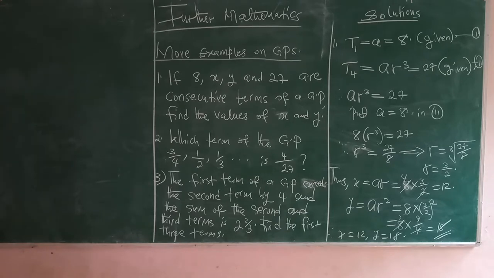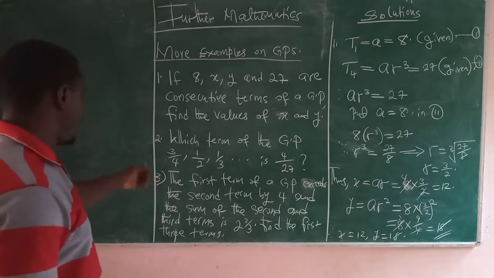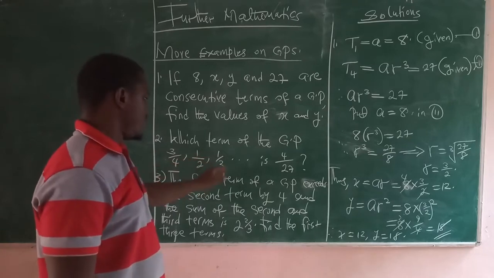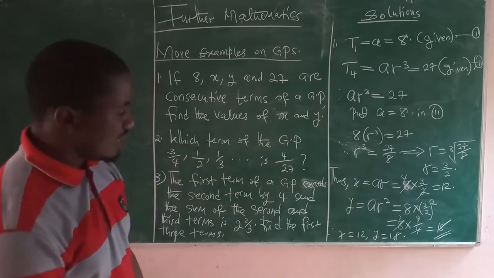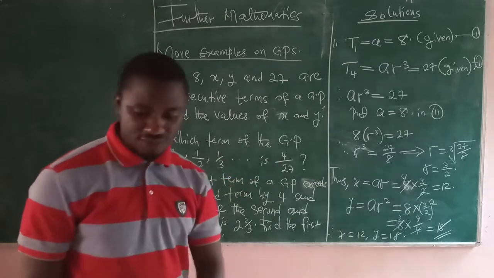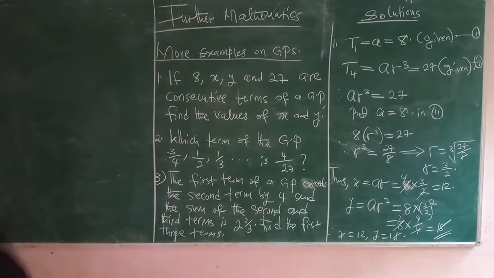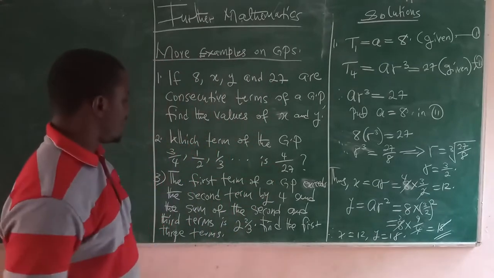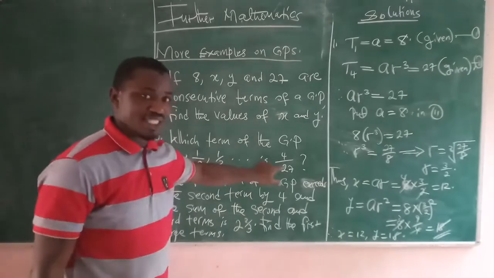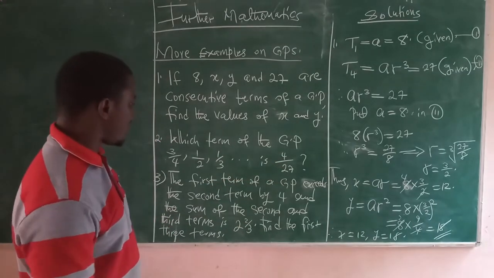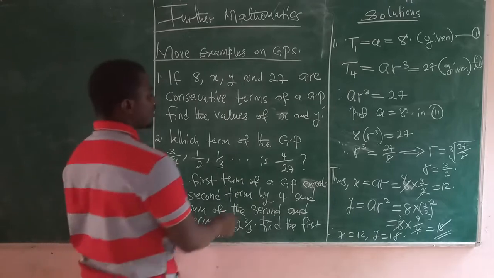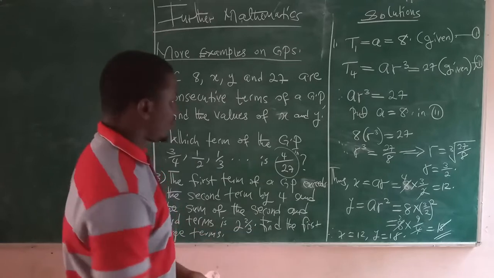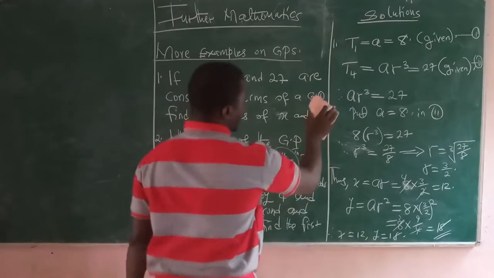which term of the GP 3 over 4, 1 over 2, 1 over 3, continuously, up to 4 over 27? Which term of the sequence is this one? That is what the question is asking. All I need to do is to link up this one with the nth term, Tn. That's what I'm going to do. So I can print here now.